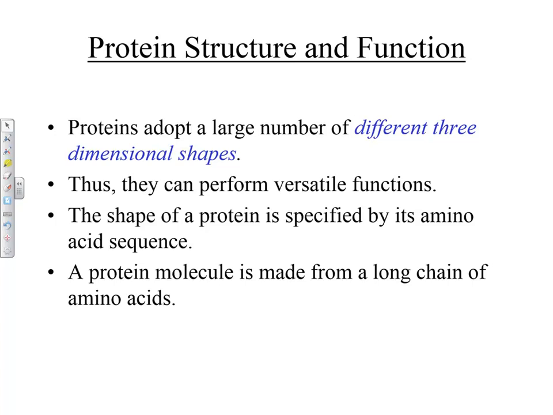So the shape of a protein is specified by its amino acid sequence, because the protein is made up of different amino acids that are linked together by peptide bonds. We already covered that earlier. So a protein molecule is made from a long chain of amino acids.